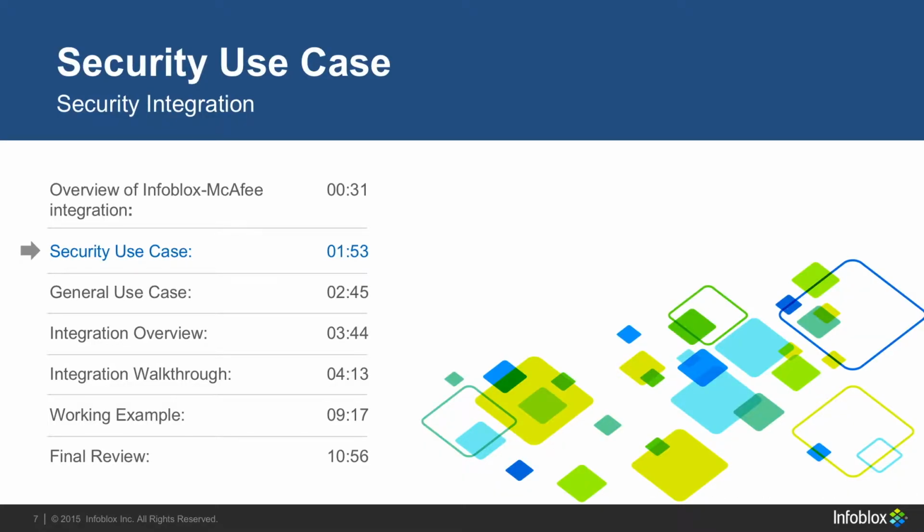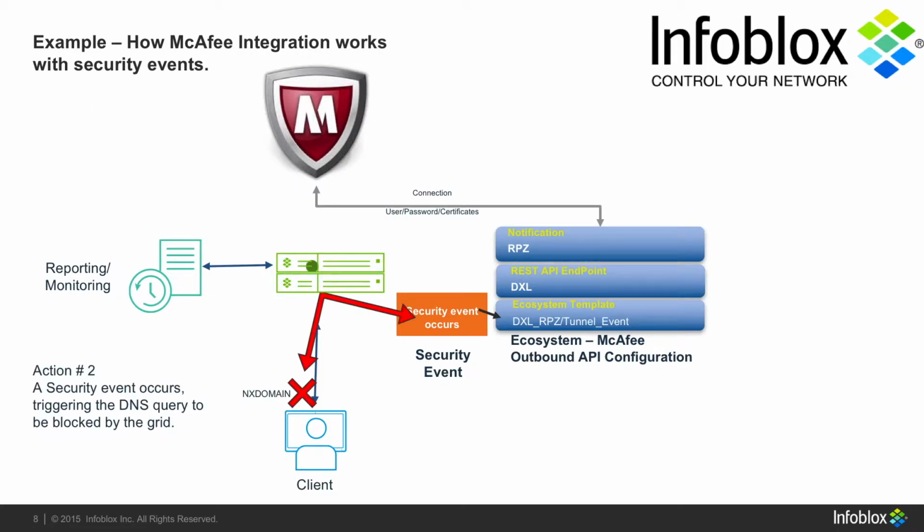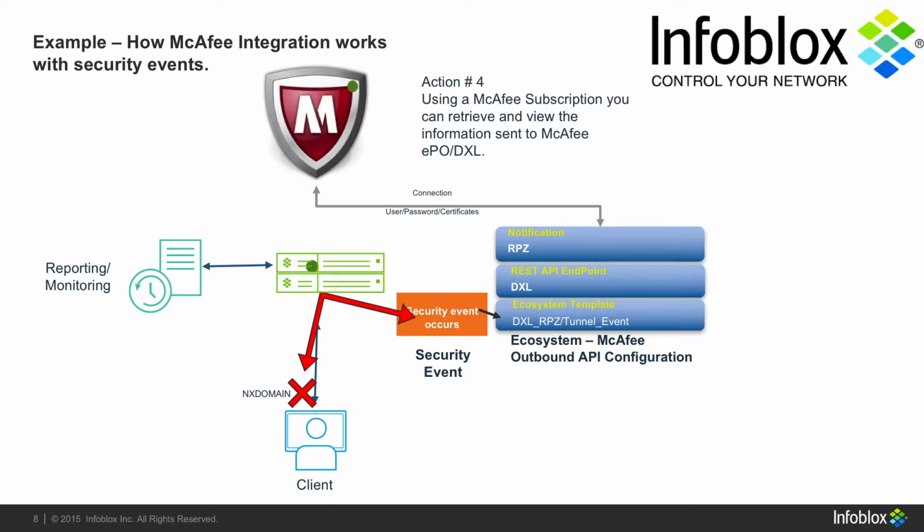Now, let's look at our first use case on a security event. In this case, we'll look at a security event that can occur on your network. First, an affected user tries to send a bad DNS request to access a malicious site. Second, the Infoblox device blocks the request from being made. Third, the block request triggers Infoblox's ecosystem, which sends information to McAfee DXL. Finally, using McAfee subscriptions, you can retrieve and view the information about the security event.